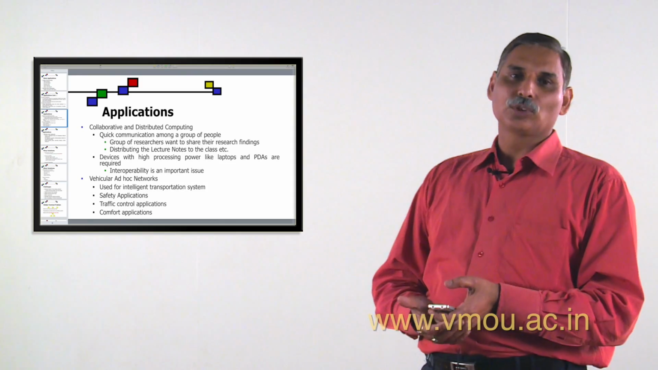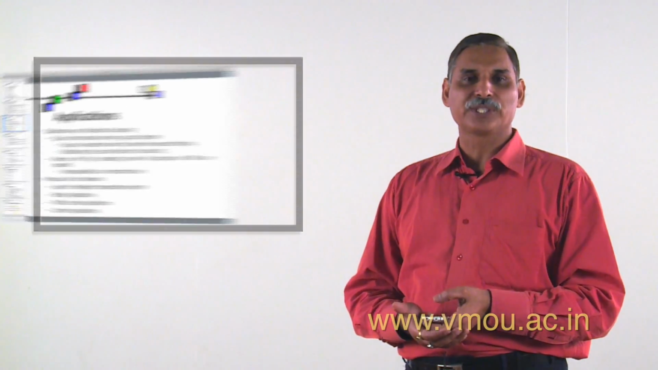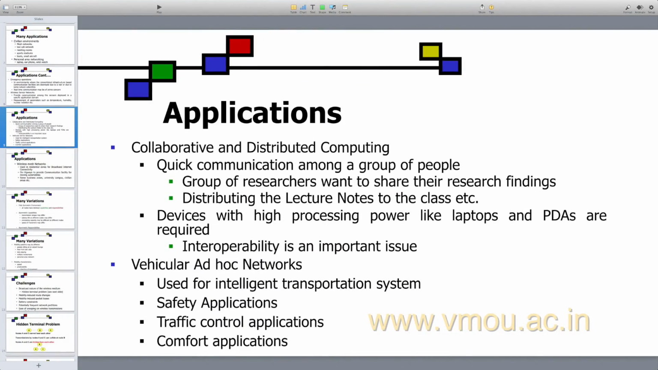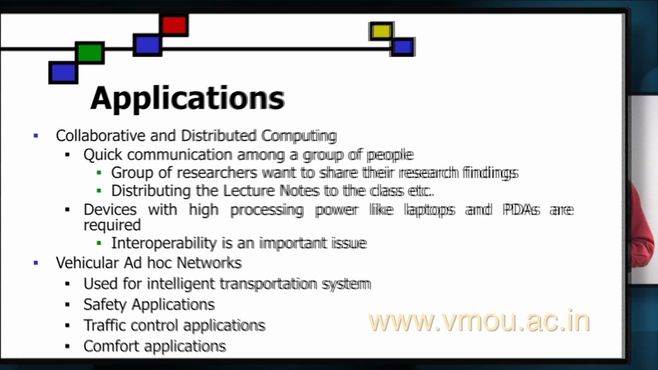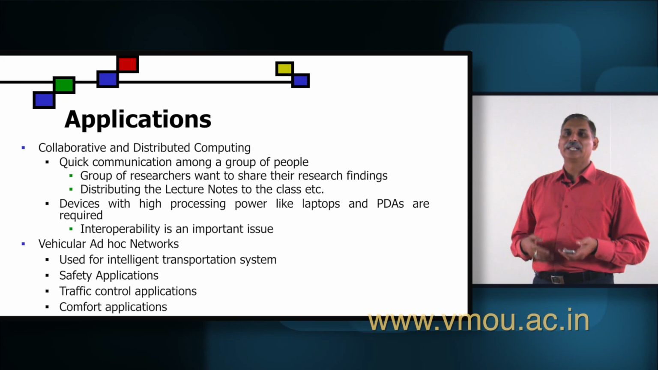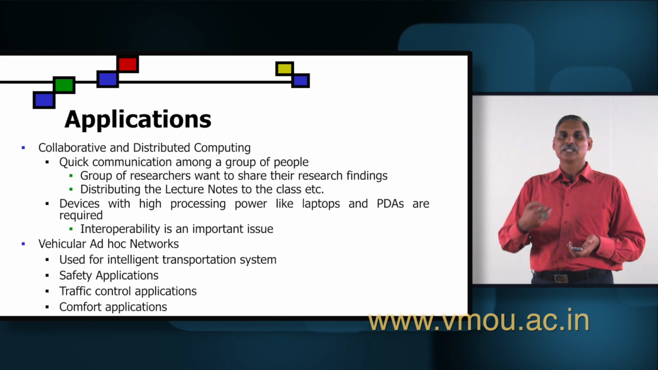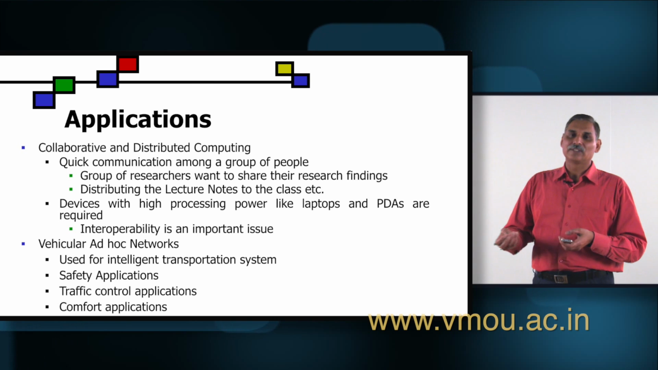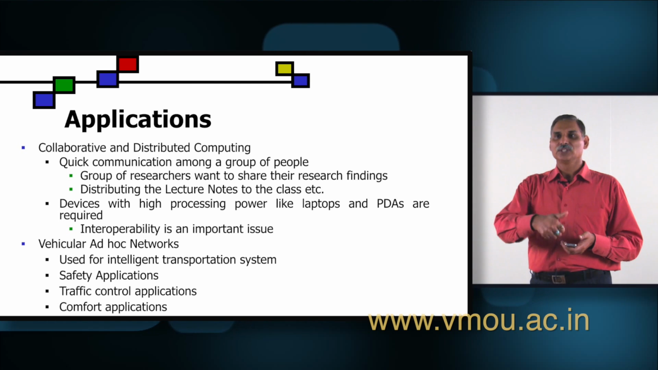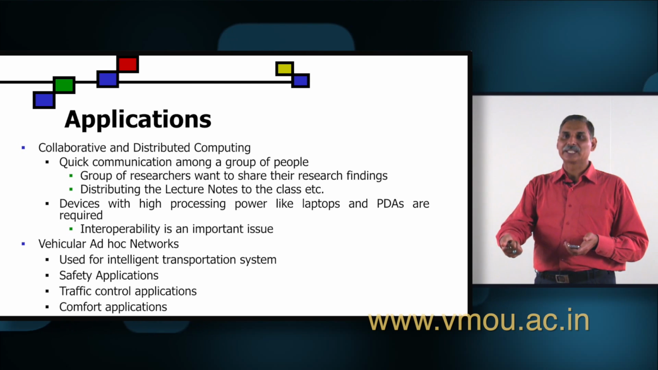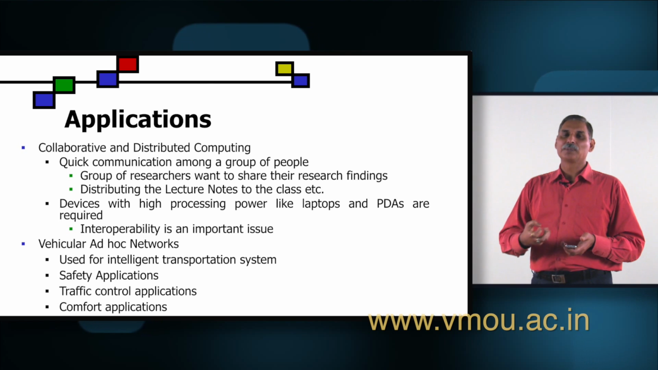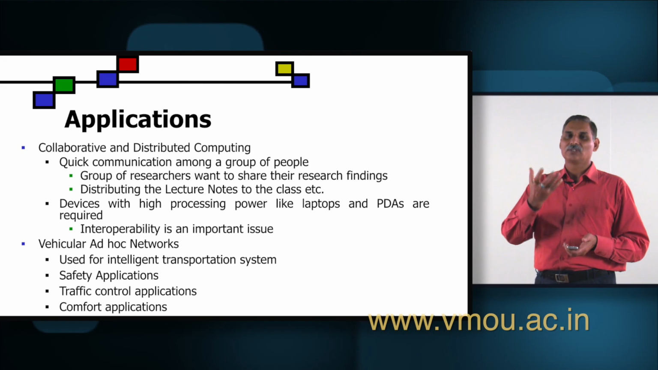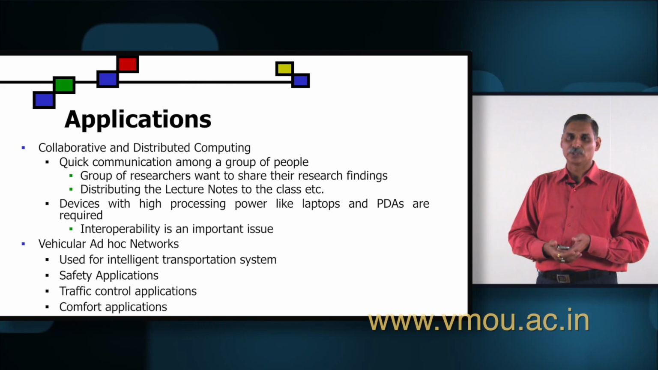Another application could be collaborative and distributed computing, where quick communication among a group of people needs to be provided. A group of researchers want to share their research findings. Suppose many researchers are working on the same problem and everybody is doing a different sub-problem, and they need to share their findings, because the finding of one researcher could be useful for the work of the second researcher. So we need to provide communication over a medium. There this wireless medium could be a very, very useful device.